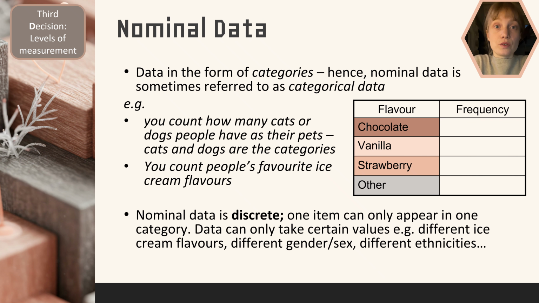Let's take a closer look at each one of them. Nominal data is categorical. It places participants into groups or categories. For example, counting how many people have cats versus dogs. Recording favorite ice cream flavors. Each participant can belong to only one category, and we usually use the mode to describe nominal data. This kind of data is very simple, useful, but not very informative or sensitive.